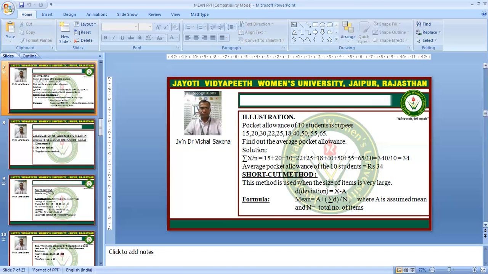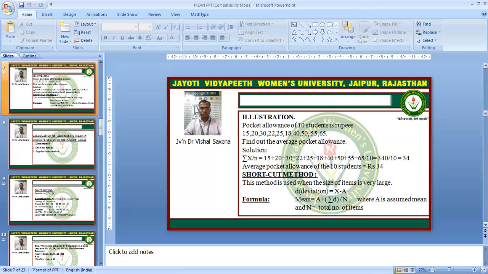For this series, the mean is given by summation x upon n, and this is equal to 15 plus 20 plus 30 plus 22 plus 25 plus 18 plus 40 plus 50 plus 55 plus 65. That means we have to add all the data we are given, and in the denominator we take the total number of data, which is equal to 10 in this question. So the summation will become 340. So this is 340 upon 10, and this is equal to 34.